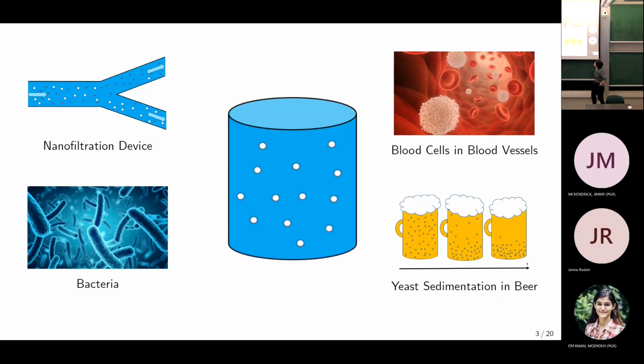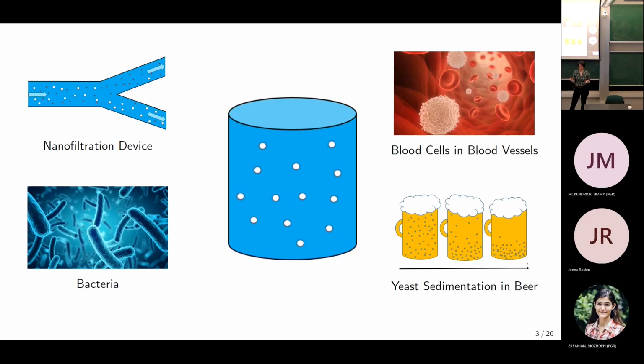Okay, so motivation slide. What do we have? We have a nano-filtration device on the top left. That's just red and white particles. They get carried through this nano-filtration device and get separated out at the end. So the red particles go out at the top and the white particles go out at the bottom through this geometry. And then we have some bacteria and probably some nutrient dish or something, some blood cells and blood vessels, and then everybody's favorite example, yeast sedimentation during the beer brewing process.